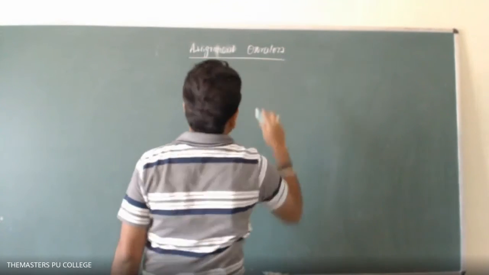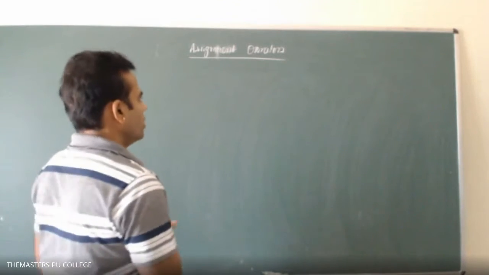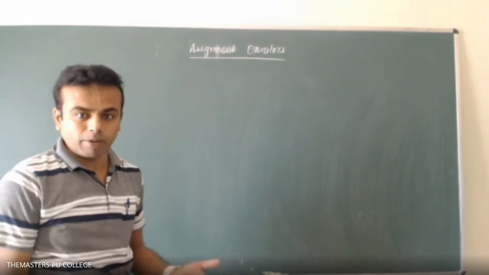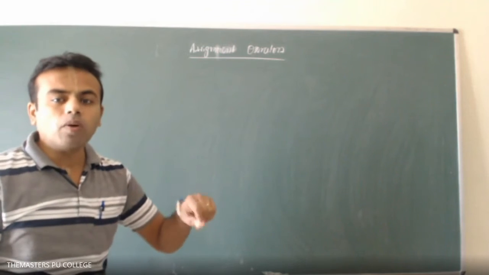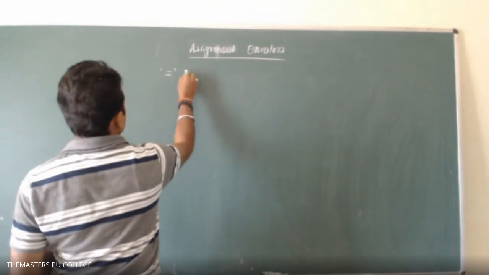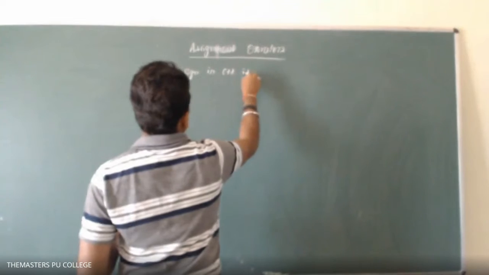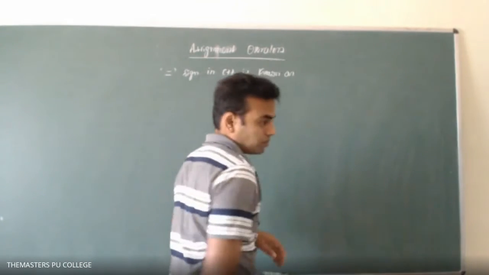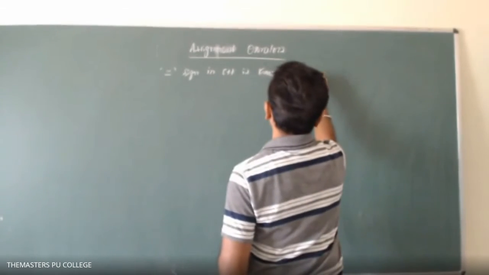Actually, the assignment operator is only one, which is the equal sign. The equal sign is called the assignment operator, and when the equal sign is combined with arithmetic operators, it becomes assignment operators, and we can also call them compound assignment operators. First of all, write this: the equal sign in C++ is known as the assignment operator.